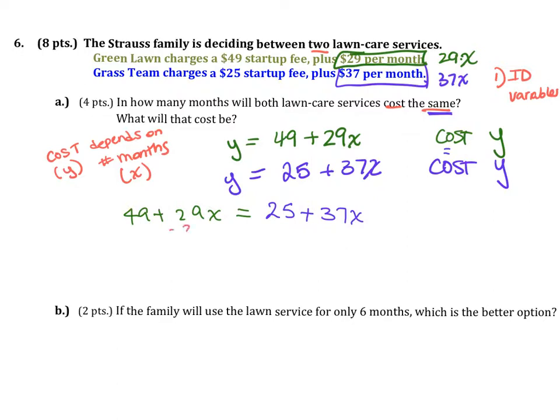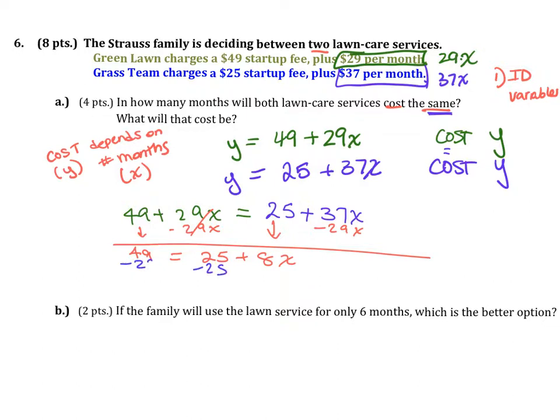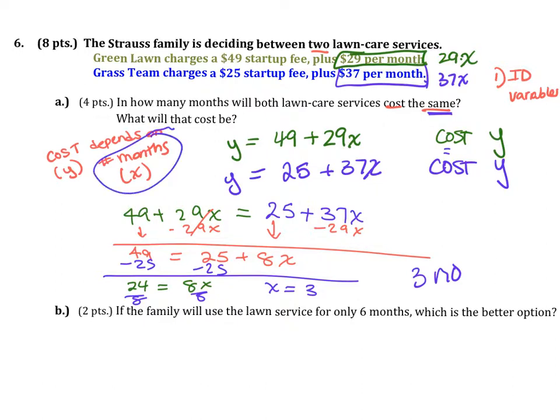To solve, I treat it like a regular algebraic equation. 49 is equal to 25 plus 8x. Subtract 25 on both sides, and I get that 24 is equal to 8x. Divide by 8. x is equal to 3, which means that when it's 3 months, because that's what x is, at 3 months, the cost is equal.